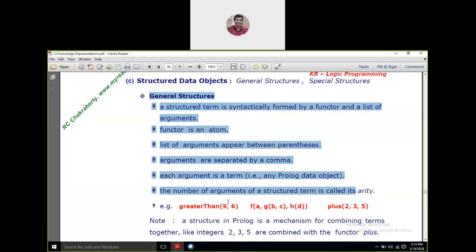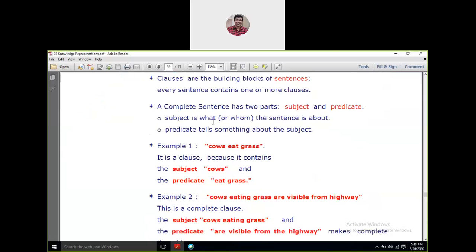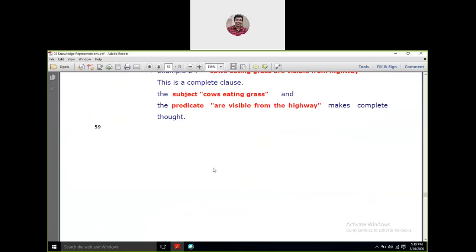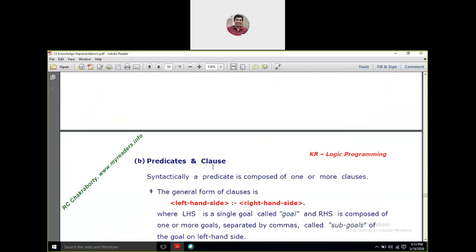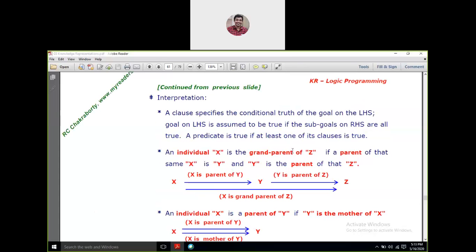Now comes the program components. We do have the clause, we do have the predicate. Like here, cow eats grass, the subject is cow, and the predicate is eats grass. Simple things, right? The more important part is out here. Here, an individual x. This is nothing but the interpretation part.